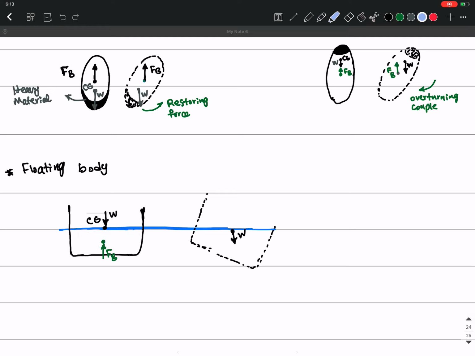Okay, but here the area where we have water is changed, right? We have more or less, depending on the shape of the object. We have water, and so the center of it is going to change. So the center of it is going to come somewhere in the middle, which is here, the center of area, right?